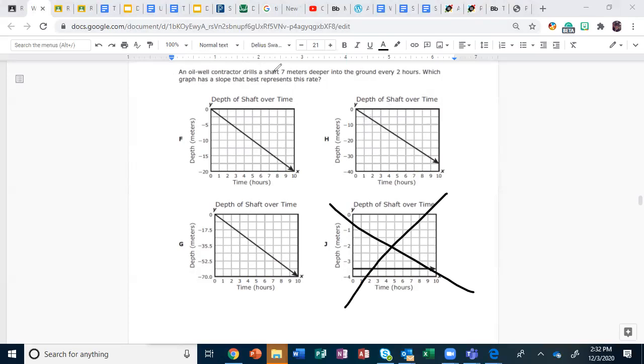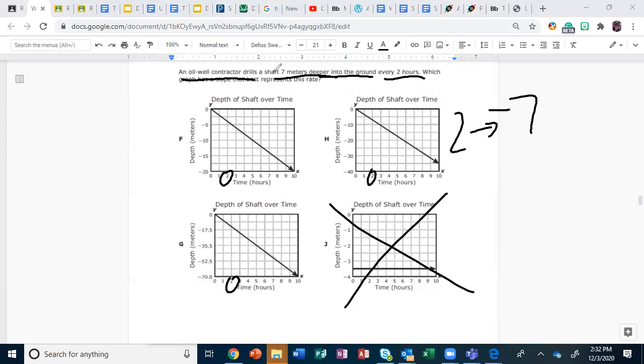So it's 7 meters in 2 hours. We don't have to divide it. Why? Because we have 2 hours just here, 2 hours right there, and 2 hours right here. So we can find out which 2 hours is equal to 7 meters, but it's 7 meters going into the ground. So it's actually a negative 7. So 2 should go with negative 7.